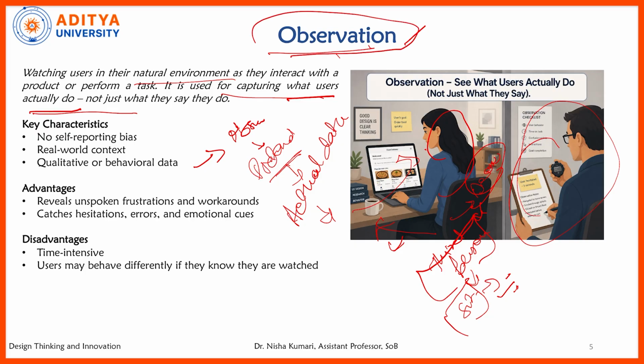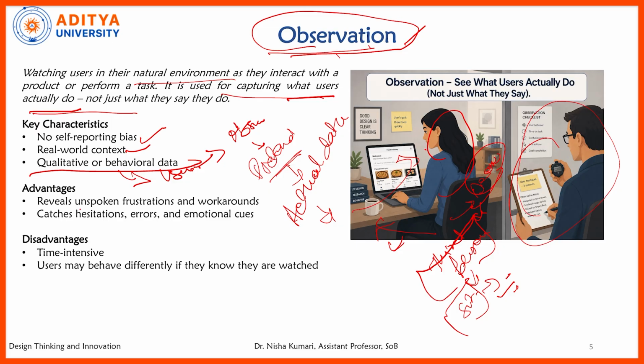So that is why we talk about observation, where we keep a hidden wall between the observer and the users, to understand their behavior without letting them know and without letting them pretend. Because of that, there will be no self-reporting bias, because we report whatever we observed in that scenario. You will get the real-world context, why that particular user was behaving in a certain way and what their need was, and you will be able to get qualitative data and behavioral data. Here behavioral data means how the users were behaving.